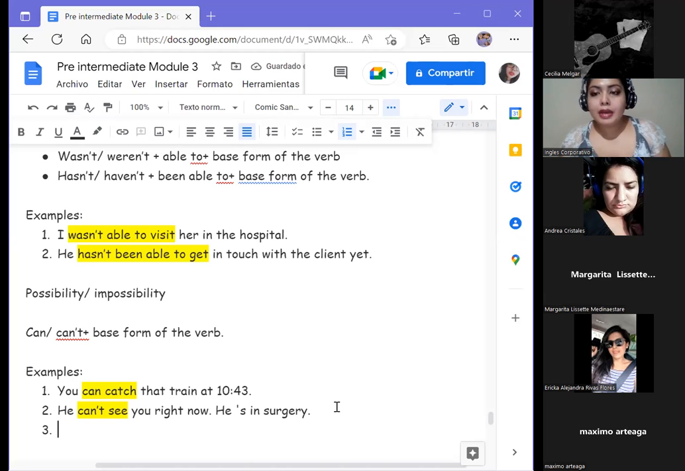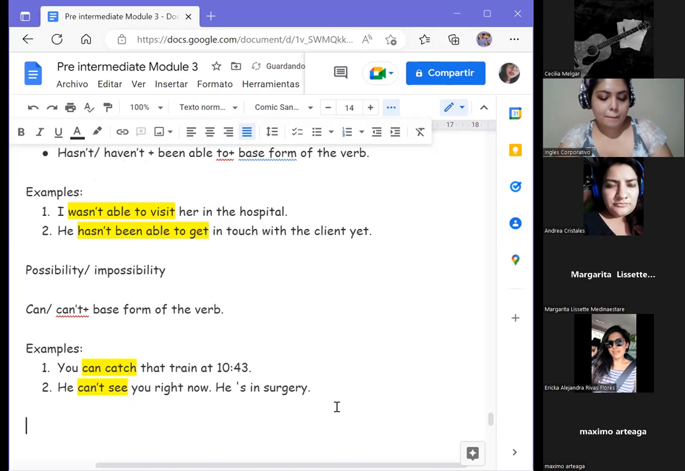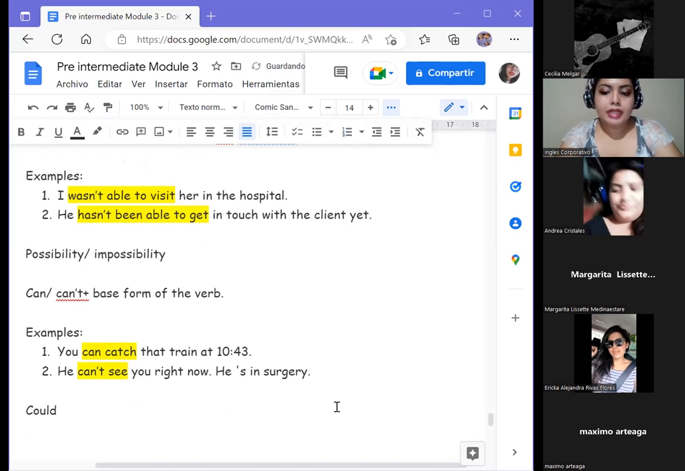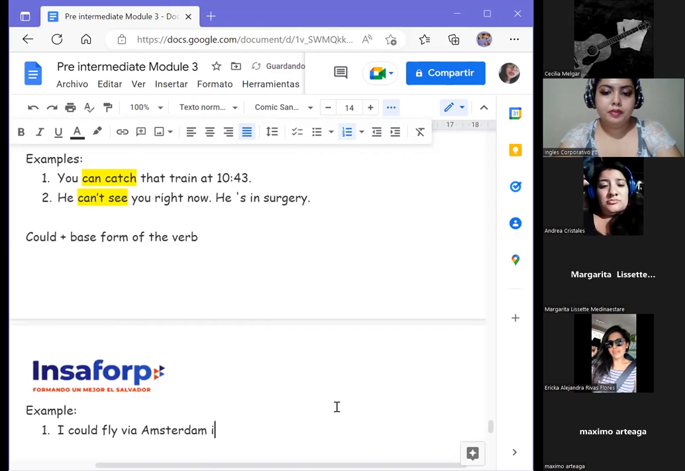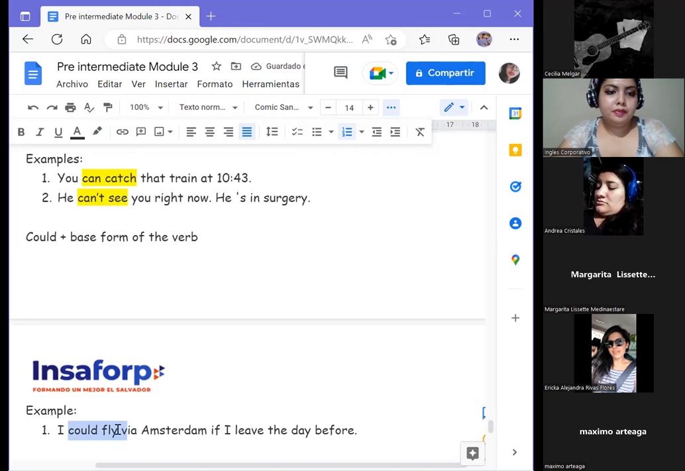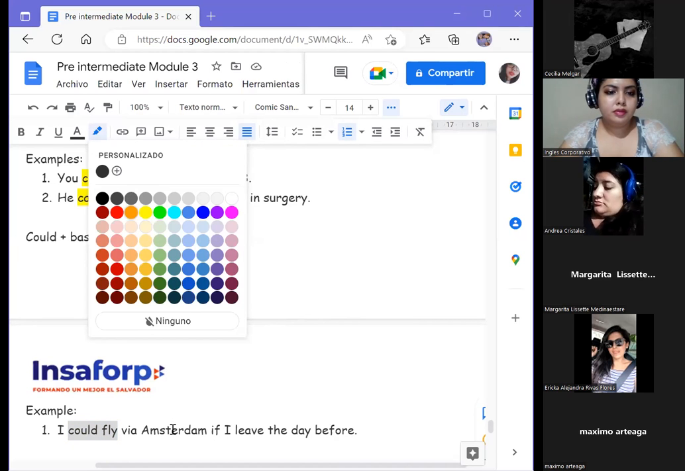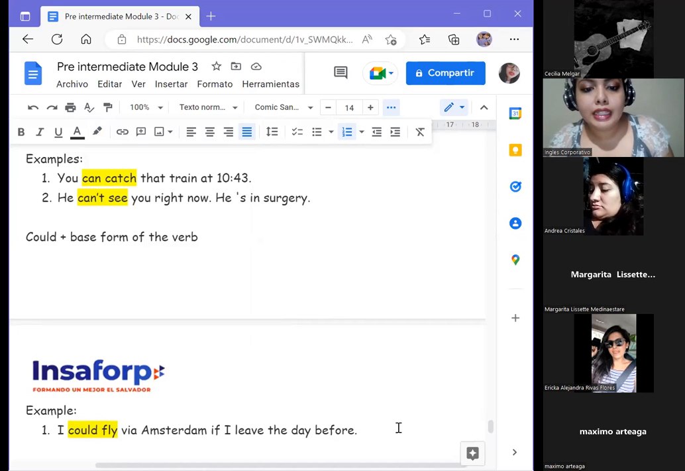So, we have could and base form of the verb. That is another structure. Could plus base form of the verb. And we have here the example. I could fly to Amsterdam if I left the day before. I could fly the Amsterdam if I leave the day before.